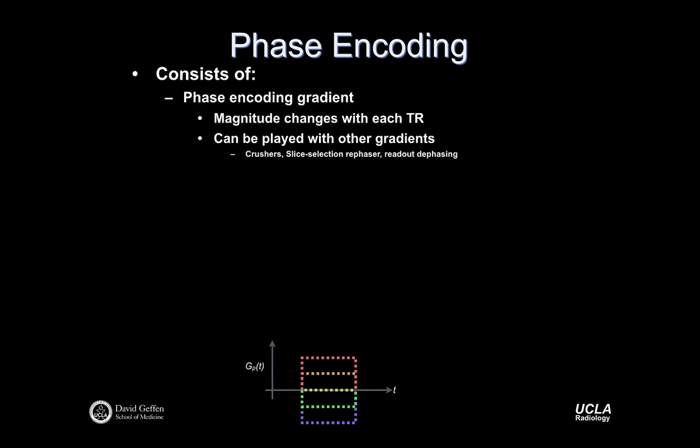We've talked a little bit about spoilers, or spoiling the magnetization. We've talked a fair bit about the slice-select rephasing gradient, and we'll talk today about a similar gradient called the readout dephasing gradient. The bottom line is the phase encoding gradient can happen at the same time as other events in our overall pulse sequence.